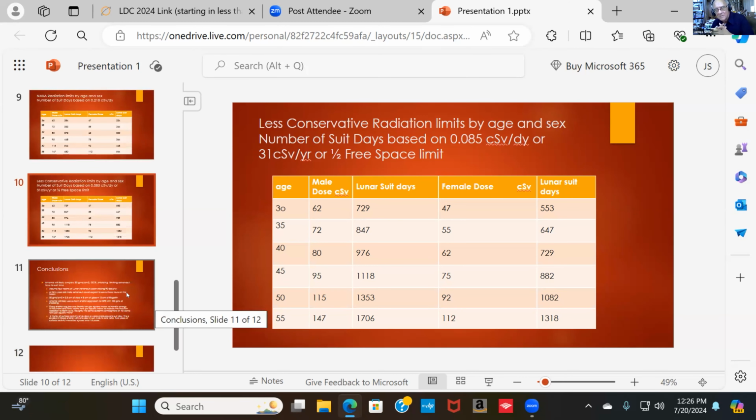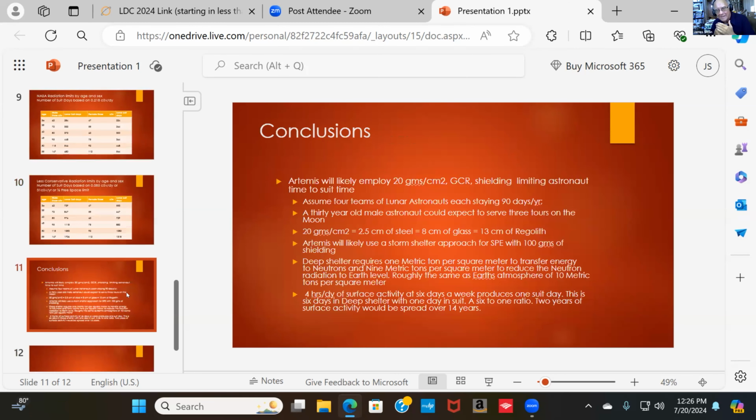Okay, so what would we likely see with Artemis? In the case of galactic, my internet is unstable. Okay, Artemis will likely employ, I think, 20 grams per square centimeter shielding over the entire base.